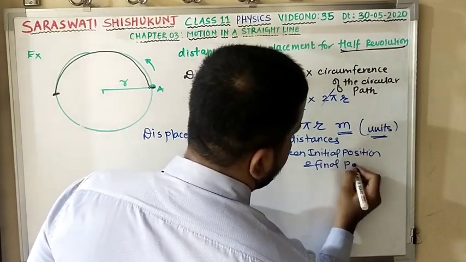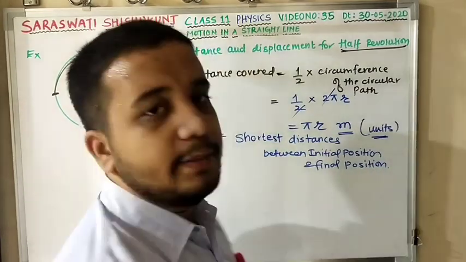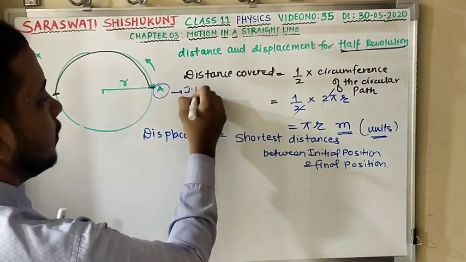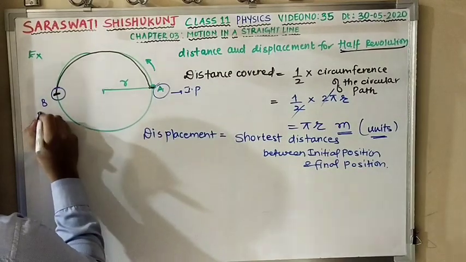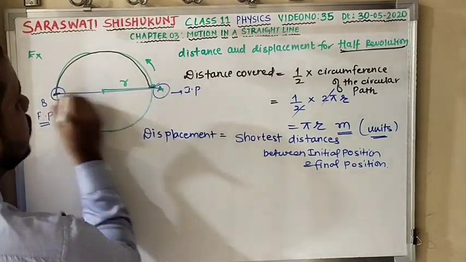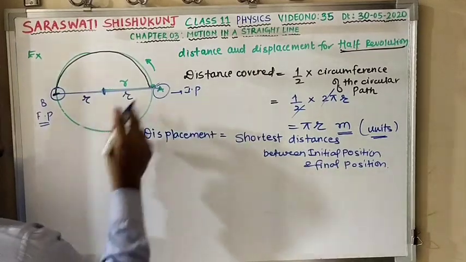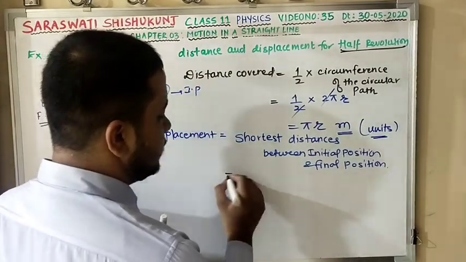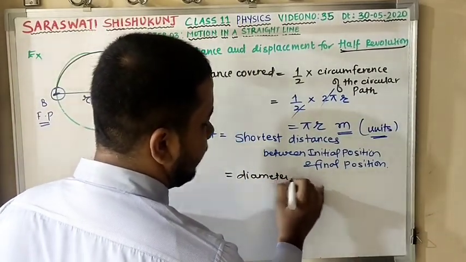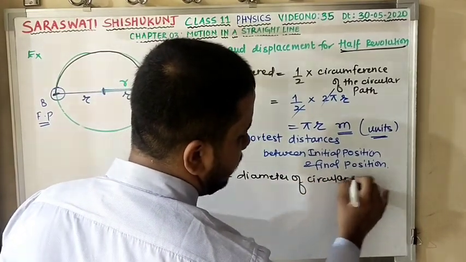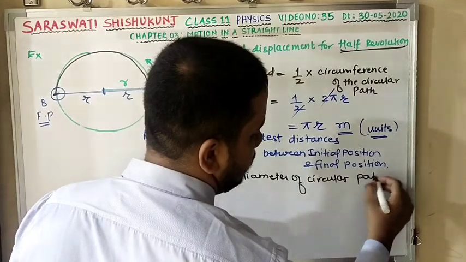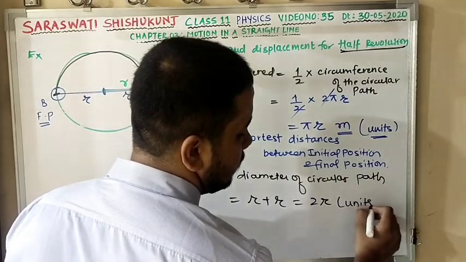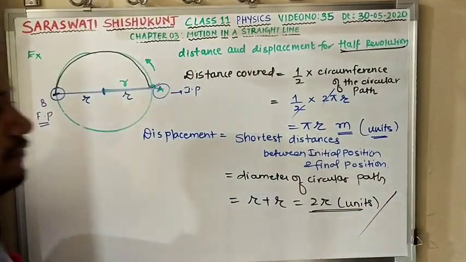Is this clear? Tell me, over here, where is the initial position? This. Very good. This is your initial position. What is this? We can consider it to be your final position. Is this clear? This is r. The shortest distance between the initial position and final position is nothing but the diameter of the circular track or path. Yes or no? And that is equal to r plus r. So my answer is 2r units. Hope it is perfectly clear.